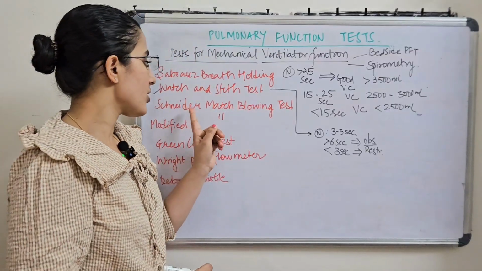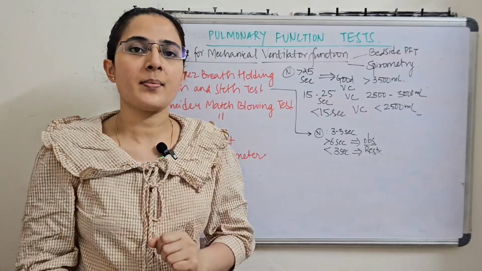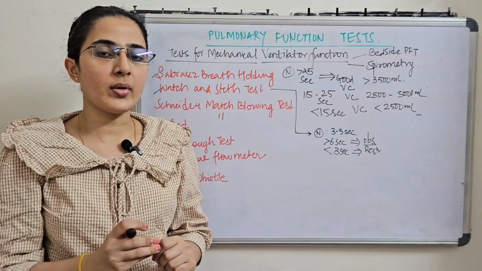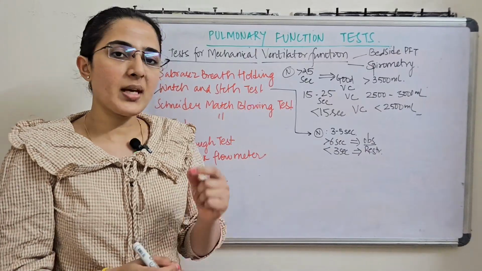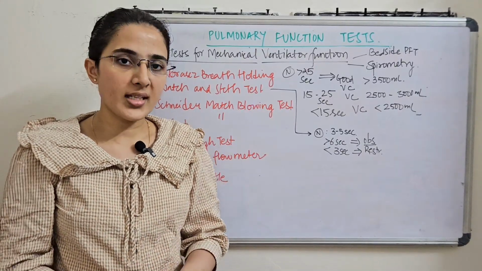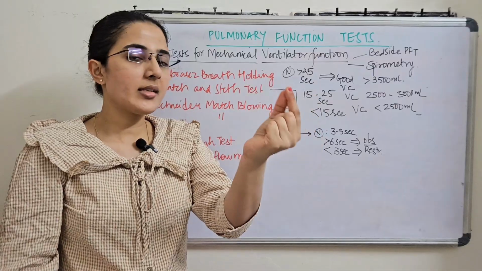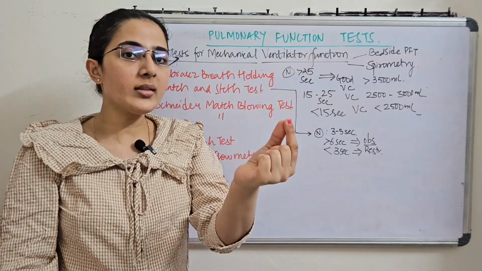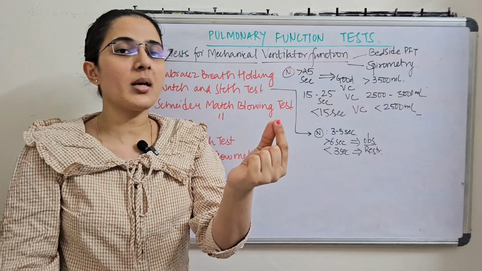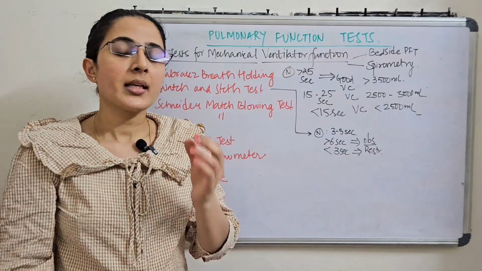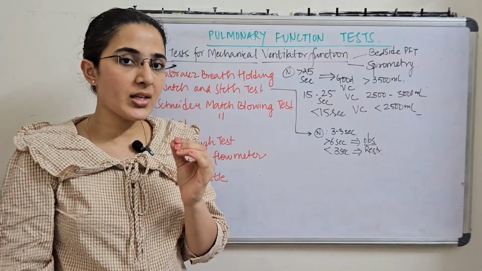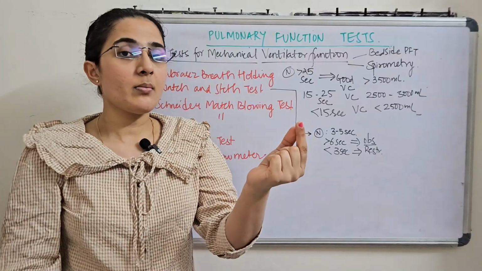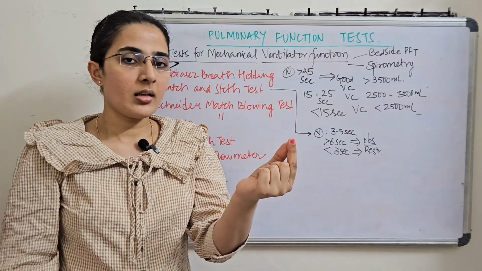Next, coming to the Schneider's match blowing test. So in Schneider's match blowing test, actually the patient sits with chin rested and matchstick at the same level. Okay, the patient is asked to blow the matchstick with open mouth without any pursing. The distance between the patient and the matchstick is about 6 inches, right?